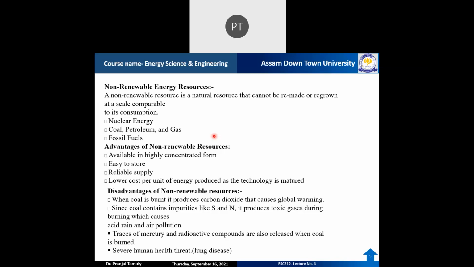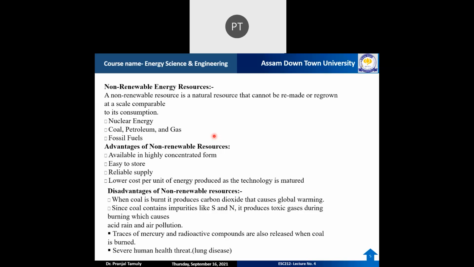So what is the advantage of using non-renewable source of energy? So availability in higher concentrated forms. As I mentioned, it is readily available. Say it is petrol, diesel, and gases. These are readily available in the market. Also, it is easy to use, and these are also reliable source of energy.